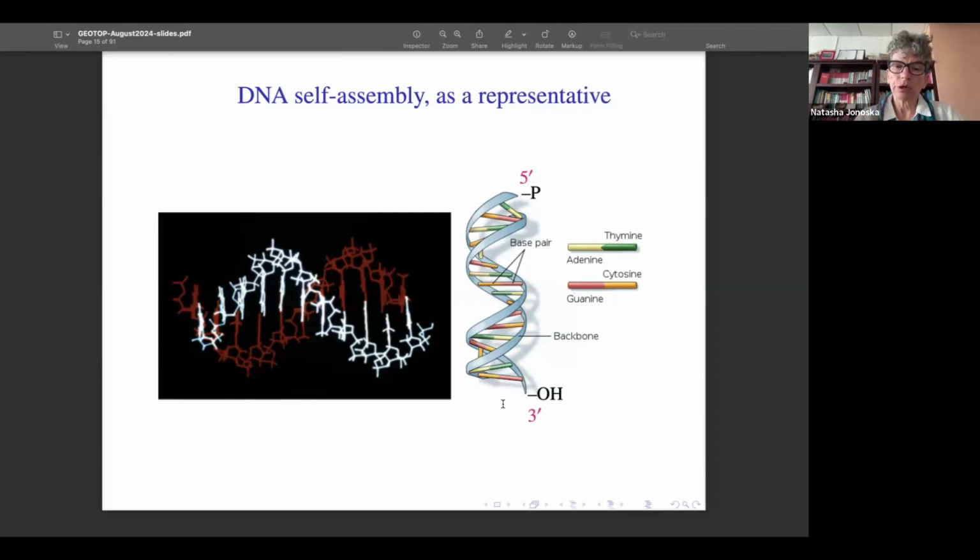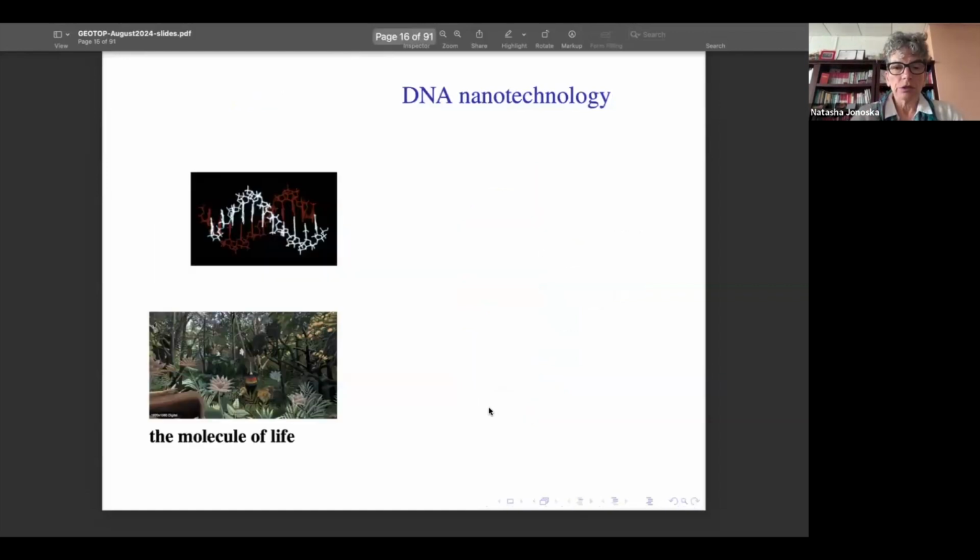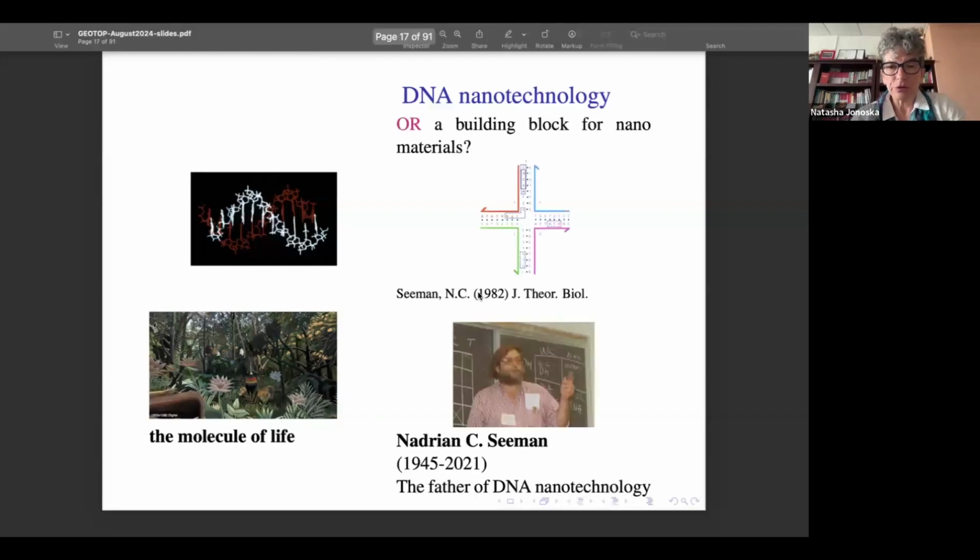This is a very small molecule, as we know. It has 2 nanometers in diameter, and one helical turn is about 10.4 nucleotides, 10.4 bases, and 3.5 nanometers. We know DNA as the molecule of life. So this is a Jacques Rousseau painting where you have bursts of life everywhere, and in all of these species, there is DNA, and that's the molecule that makes the basis of biology.